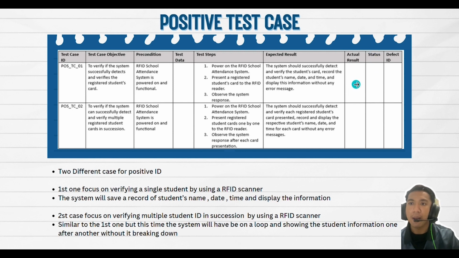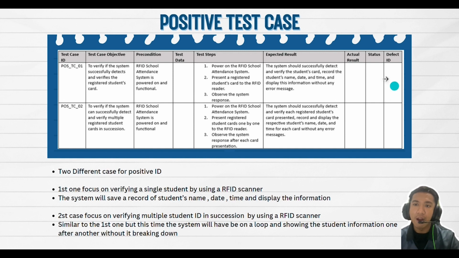And now for the status column, you will mark whether the test case passed, failed, or is still in progress. If the observed result matches the expected result, you will mark it as pass. If there were discrepancies or errors encountered, you mark it as fail. If the test case could not be executed fully or there are pending actions, you might mark it as in progress.